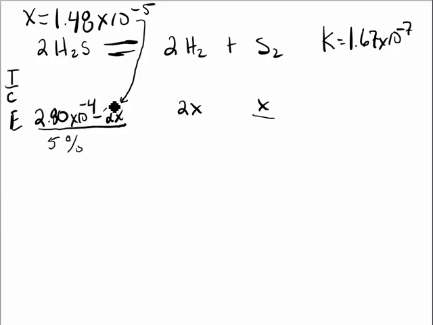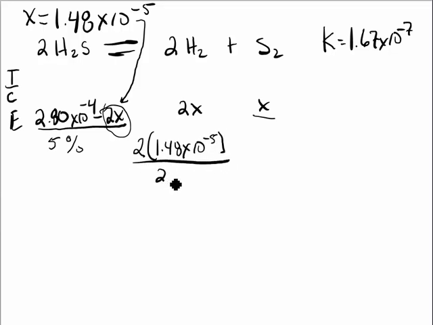And what that says is this amount less than 5%. And so now that we have a value for x, we can check that. So it's going to be 2 times 1.48 times 10 to the minus fifth over the original concentration, 2.80 times 10 to the minus fourth times 100%. And if that is less than 5%, it will give us a good enough approximation. So let me do that arithmetic.